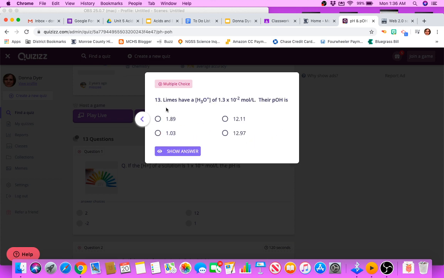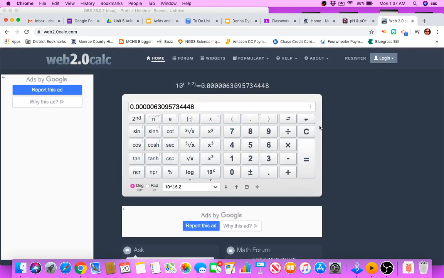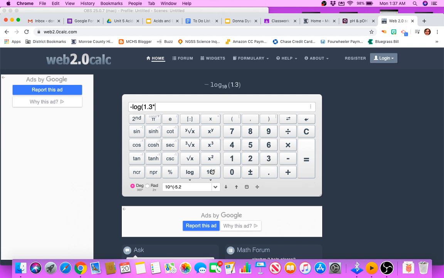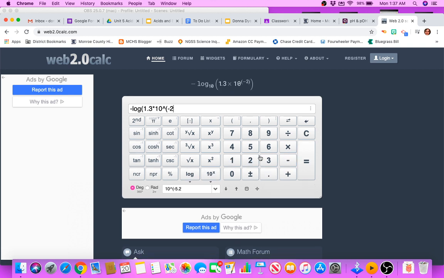Okay. Next question. Limes have a hydronium ion, which is, remember, hydrogen ion, concentration of 1.3 times 10 to the minus 2. Their pOH is, okay, this is just like the other one that we did a few minutes ago. If we have the hydrogen ion concentration, we can do the negative log of this concentration to get the pH, and then we can subtract that from 14 to get the pOH. So the first thing we need to do is the negative log of 1.3 times 10 to the minus 2. So clear, negative log 1.3 times 10 to the x minus 2 equals.